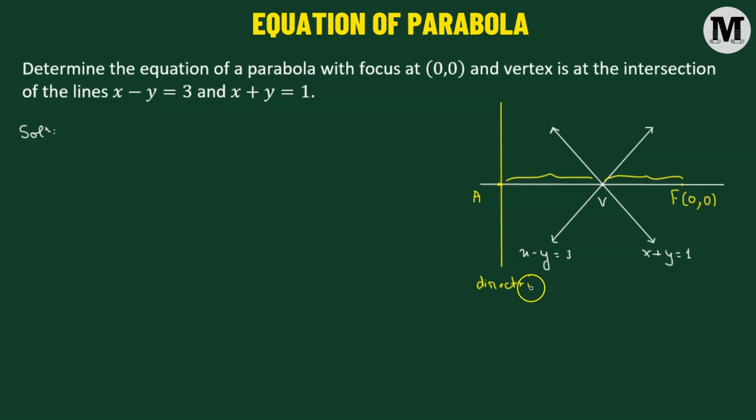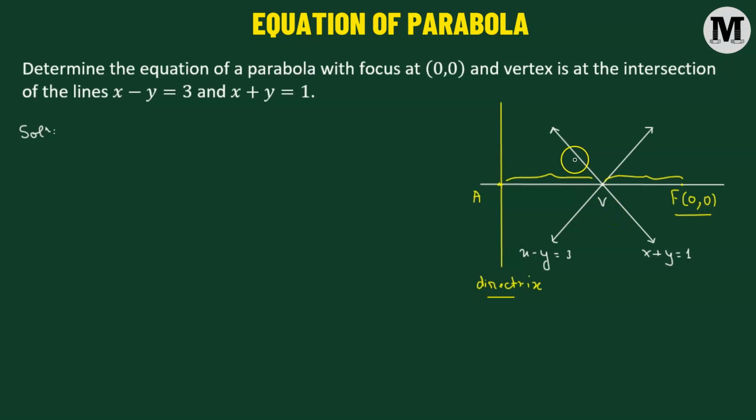Now, our goal is to obtain the equation of the parabola. To find it, we need two pieces of information: the coordinates of the focus, and the equation of the directrix. Since we already have the coordinates of the focus, our goal will be to obtain the equation of the directrix. Let us begin. First, let's find the coordinates of point V, that means the coordinates of the vertex of the parabola.